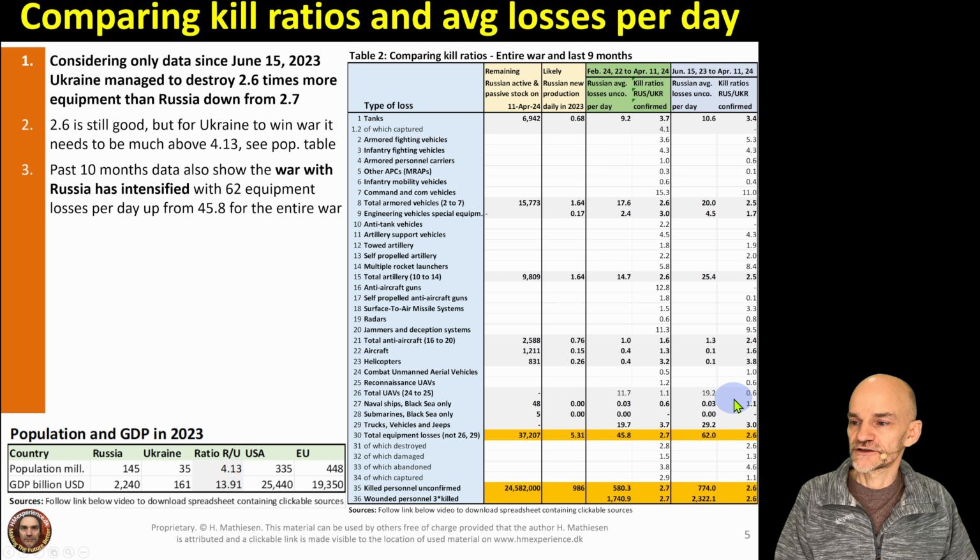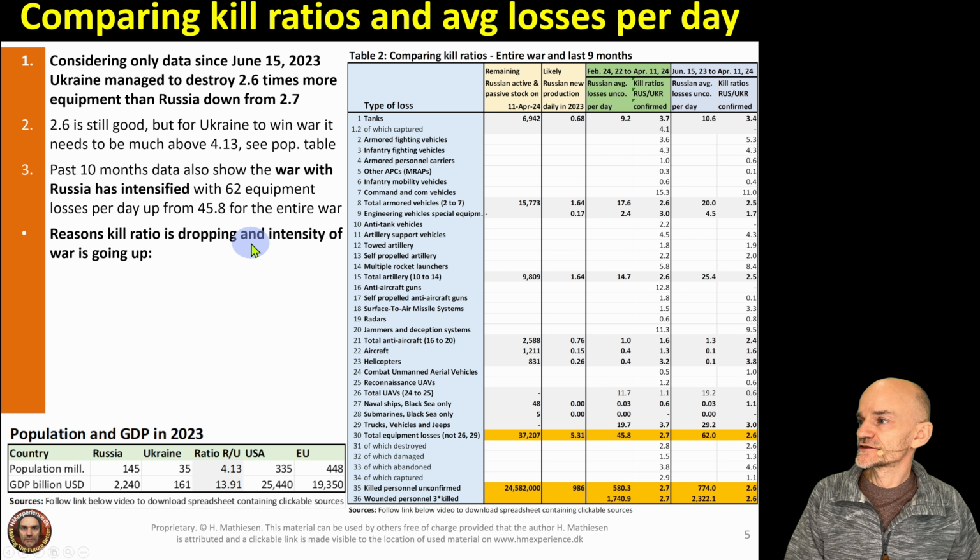But what are the numbers? Let's establish that first. Well, we can see that it has not gone the right way for Ukraine. Overall, the kill ratio is 2.7, and now it's 2.6, so it has gone down in the past 10 months for Ukraine. It's not going in the right direction. We can also see that the intensity of the war has escalated from 46 daily equipment losses for Russia to 62 equipment losses for Russia. And because the kill rate is what it is, we can also assume that Ukraine is losing considerably more material and people in the past 10 months when compared to the average of the entire war.